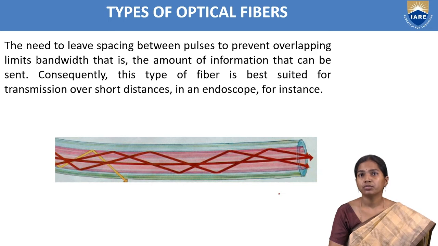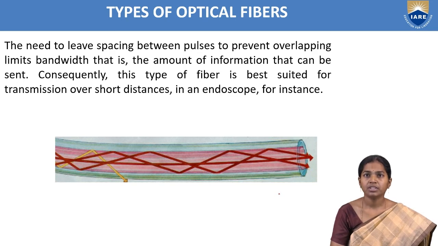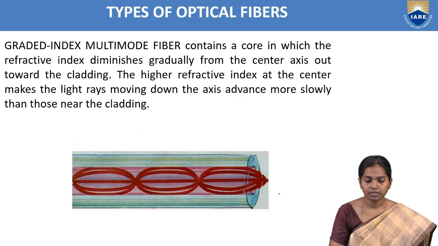So these need spacing between pulses to prevent overlapping, which limits bandwidth, that is, the amount of information that can be sent. Consequently, this type of fiber is best suited for transmission over short distances. This step index optical fiber is basically used for short distance transmission only.